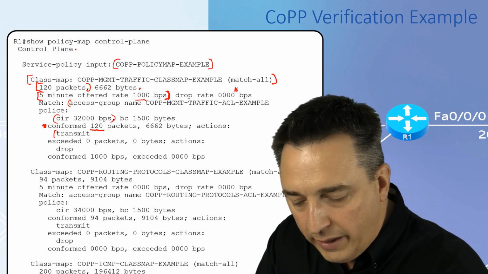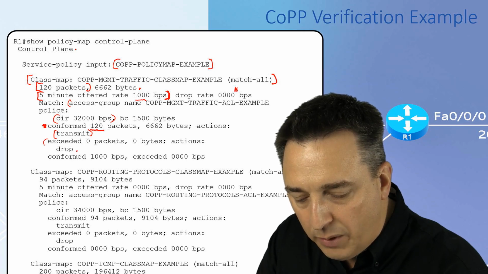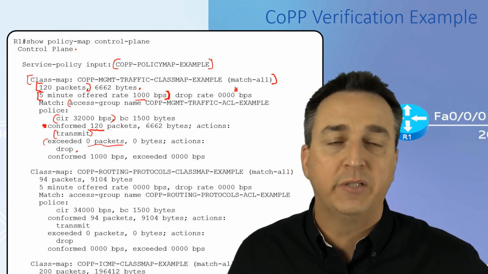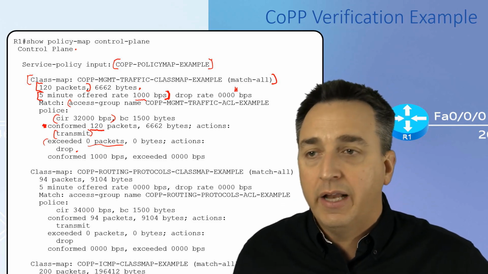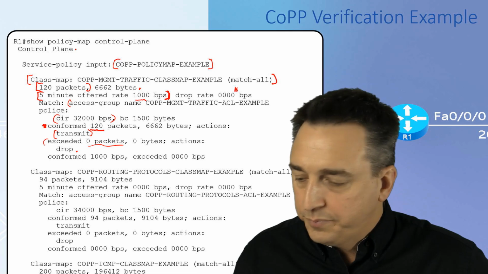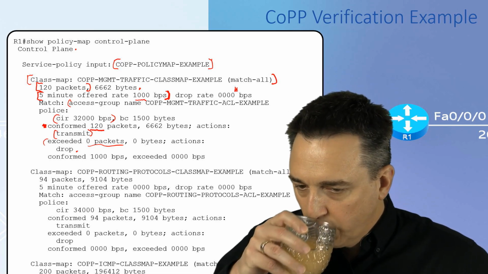And therefore, we transmitted them. Whereas if we had exceeded, we would drop, but 0 packets have been exceeded. Yeah, so your 5-minute offered rate is 1,000 bits per second. That is our average over 5 minutes right now. That is our average over our 5-minute period.